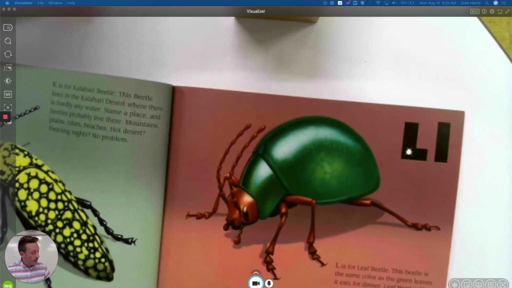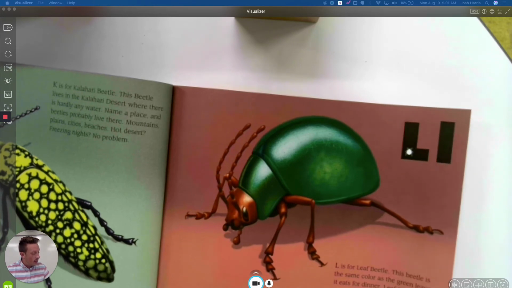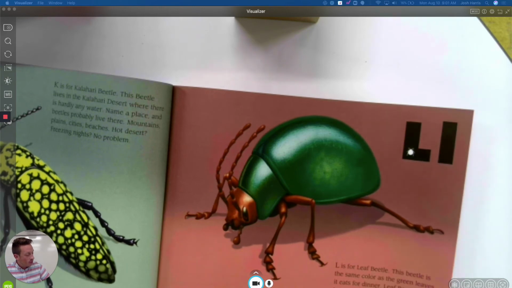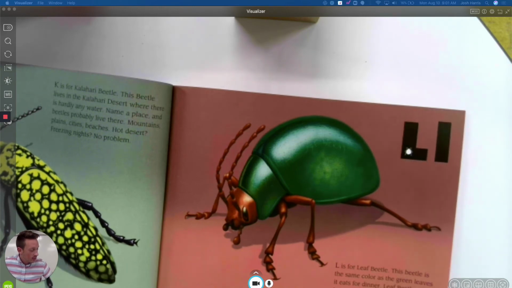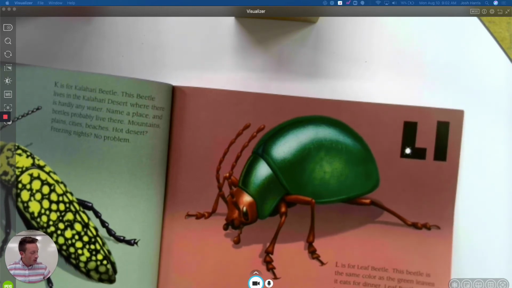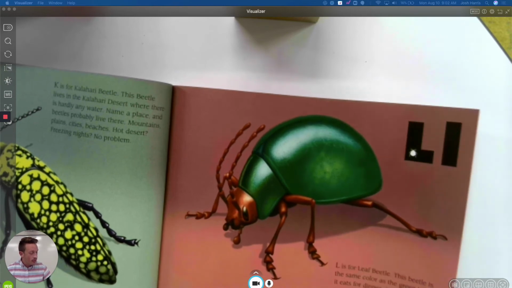L is for leaf beetle. This beetle is the same color as the green leaves it eats for dinner. Leaf beetles like to eat lots of weeds and bushes more than trees. Some leaf beetles prefer the leaves of raspberries, strawberries, and grapes.